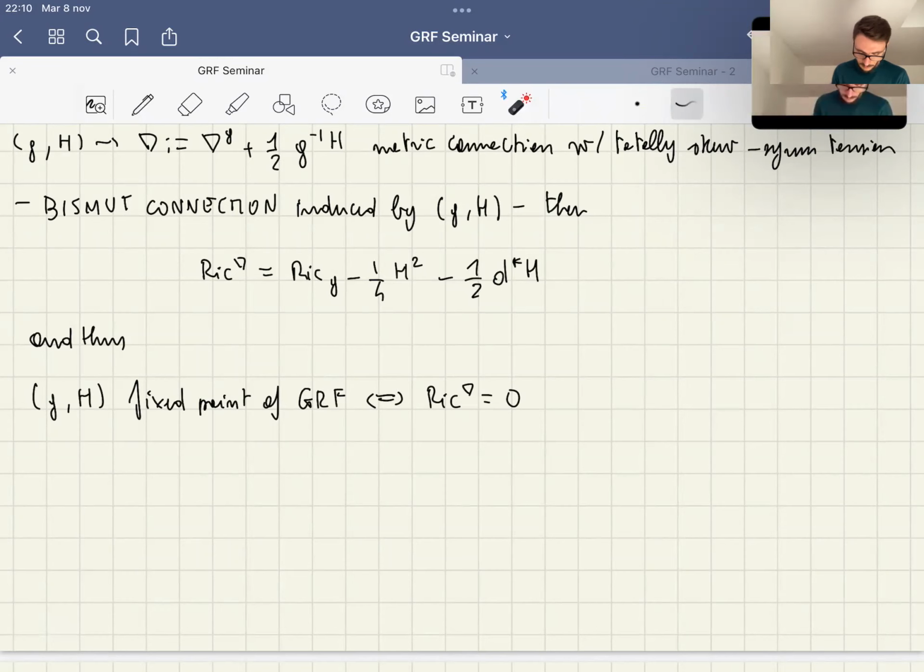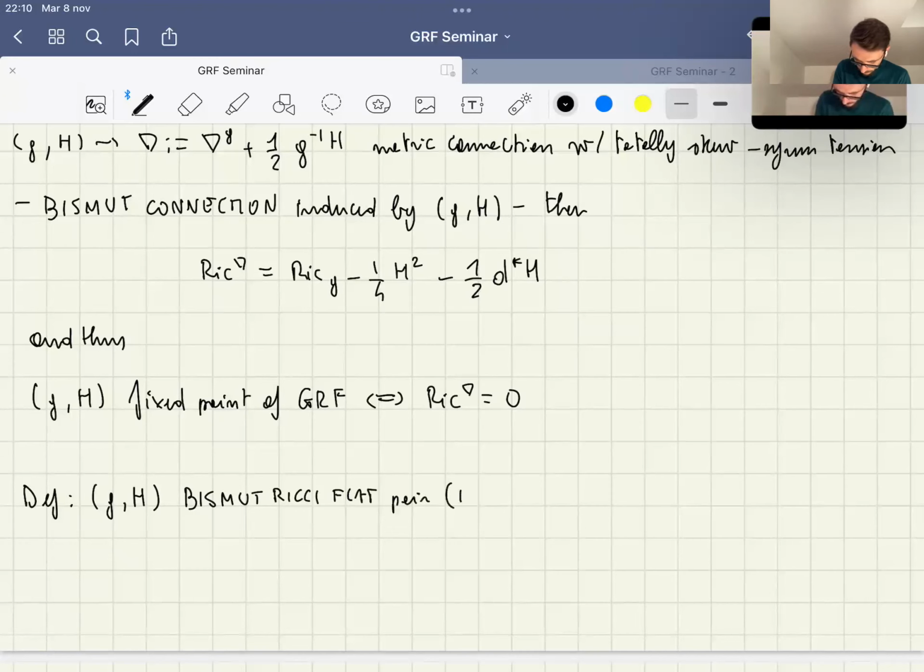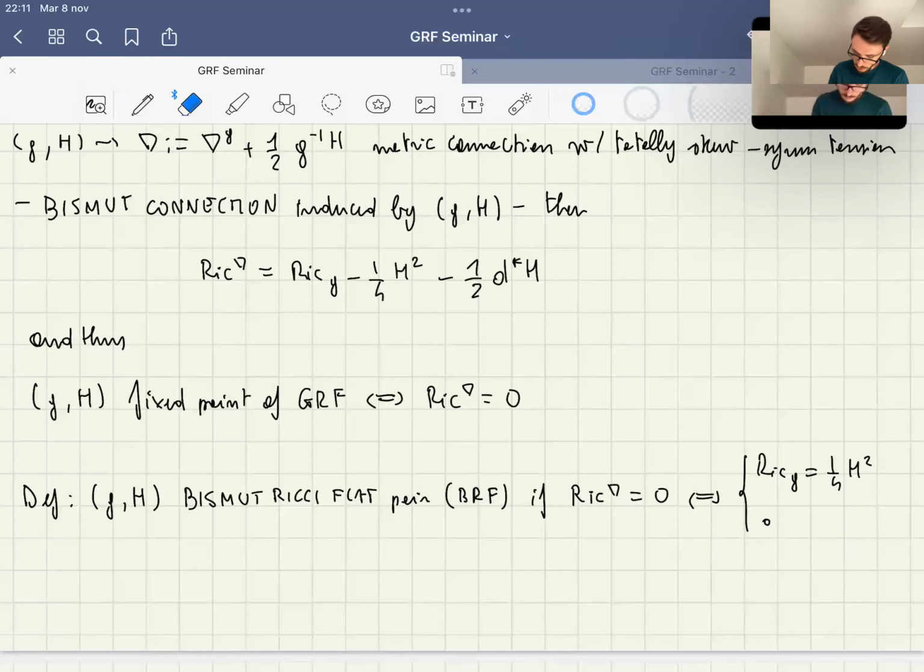To shorten everything here, I will use this definition that we used in the paper with Fabio. I shall call a pair (g, H), given by a Riemannian metric g and a closed three-form H, a bismuth Ricci flat pair, and I will shorten it with BRF, if the Ricci tensor of the corresponding bismuth connection is 0. Let me recall once more that this is equivalent to having the Ricci tensor of g equal to 1/4 of the symmetric 2-tensor H², and the Laplacian of H equal to 0.